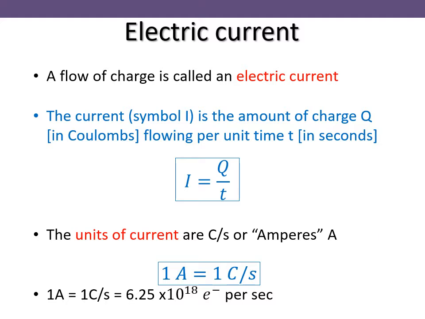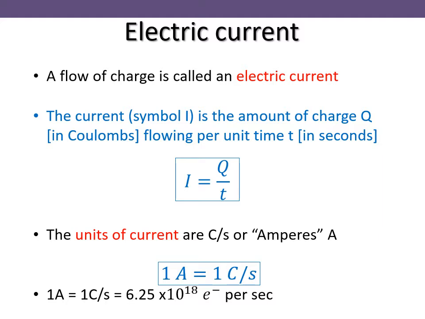So the formula for calculating electrical current is just the rate of flow of electric charge over time. So I equals Q over T. Remember last lesson, chapter 7.1, we looked at electric charge being measured in terms of coulombs. So electric current is measured in terms of the coulombs of charge per second of time flowing past a particular point in an electric circuit.